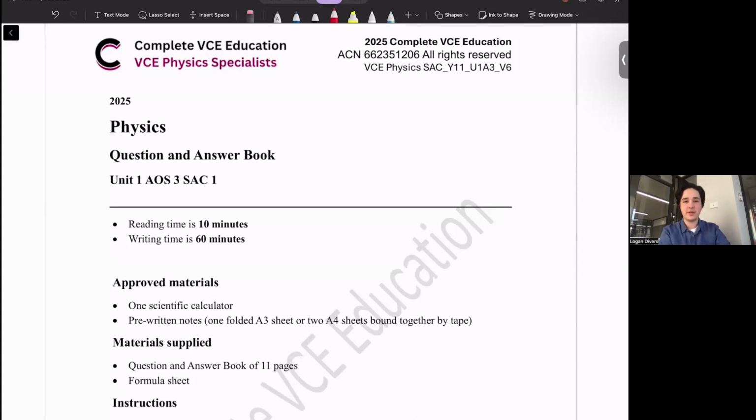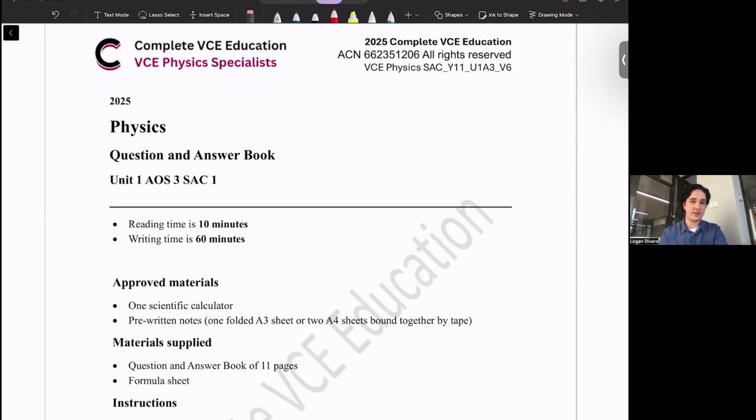So today we'll be walking through Unit 1 Area of Study 3, and we have a mock sample prepared here to walk through this topic of electricity. Sometimes this topic can be somewhat confusing, but today we'll be doing our best to walk through and explain how to go through each of these questions as proficiently and efficiently as possible.